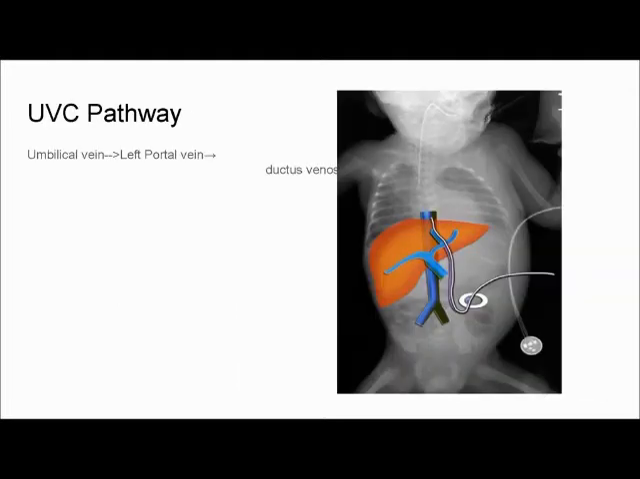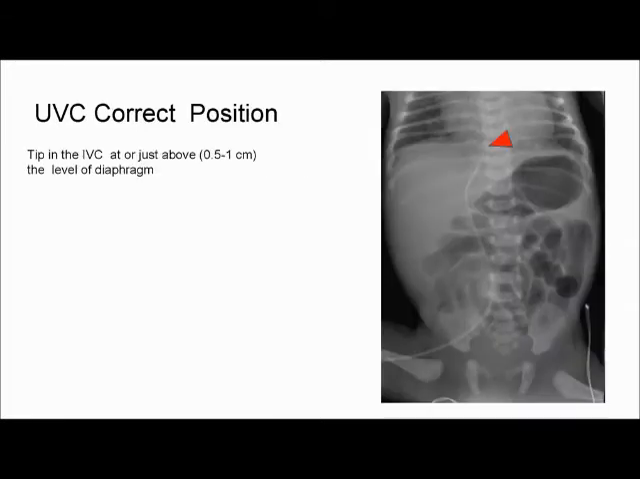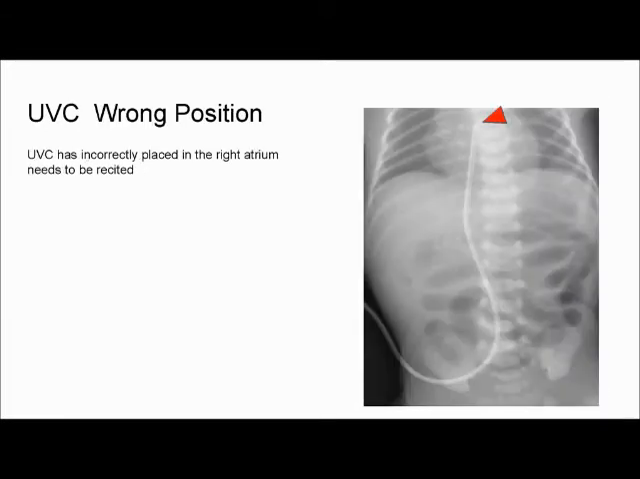So let us first discuss the UVC pathway. First the catheter goes in the umbilical vein, then left portal vein, then ductus venosus, then middle or left hepatic vein, and then inferior vena cava. So in this figure, the UVC correct position is the tip in the inferior vena cava at the level of the diaphragm. In this figure, the UVC has a wrong position. UVC has been incorrectly placed in the right atrium, and it needs to be resited.